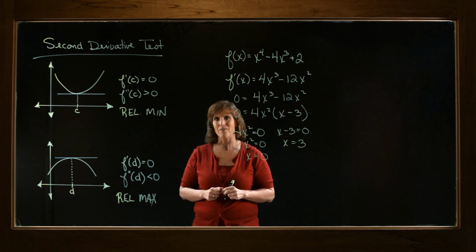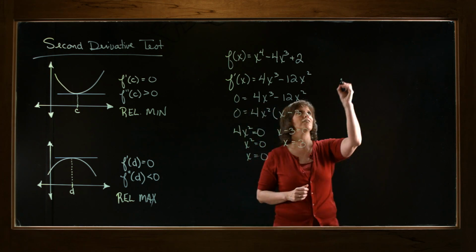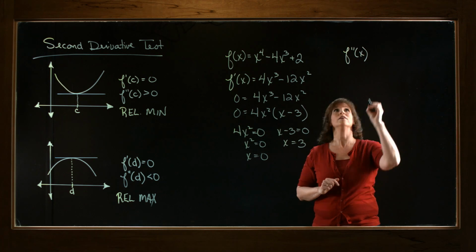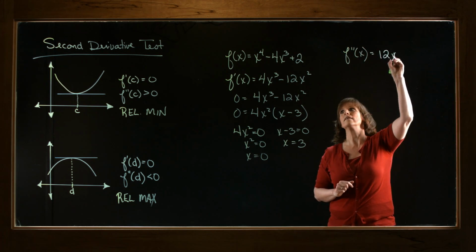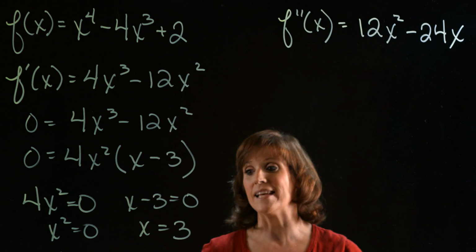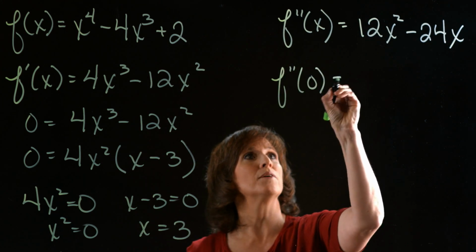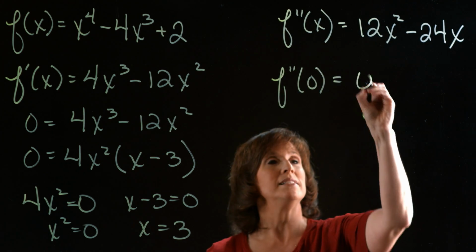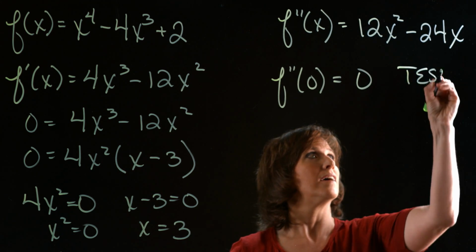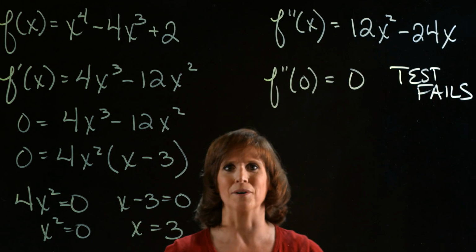Now we have to look at the concavity. To look at the concavity, we need the second derivative. So let's calculate the second derivative. My second derivative is going to be 12x squared minus 24x. Now let's see what happens at 0 and at 3. The second derivative at 0 is going to be 0. Well, now wait a minute. That means my test fails. I'm going to hold on to that for a minute, and I'll come back to it.